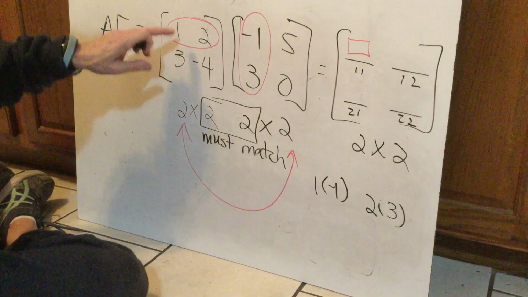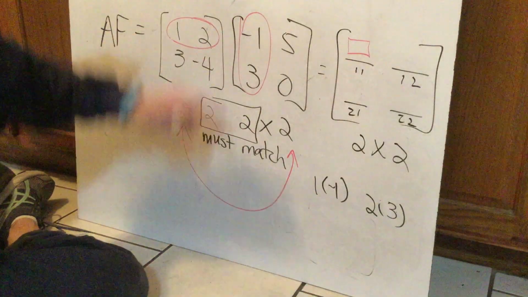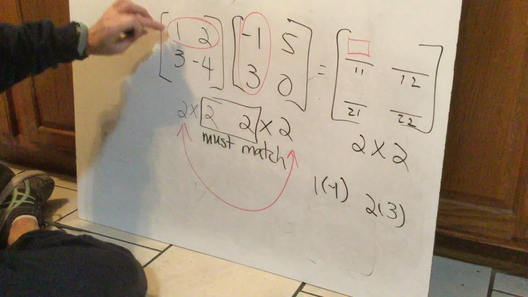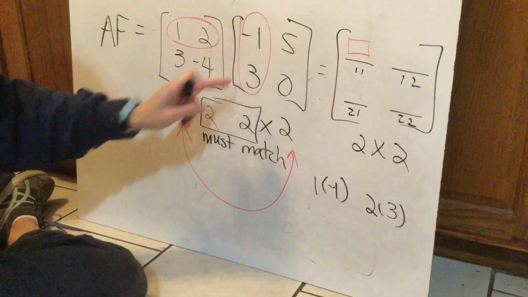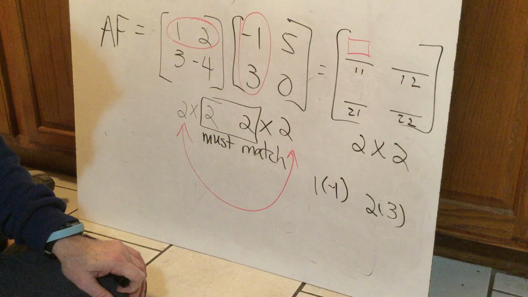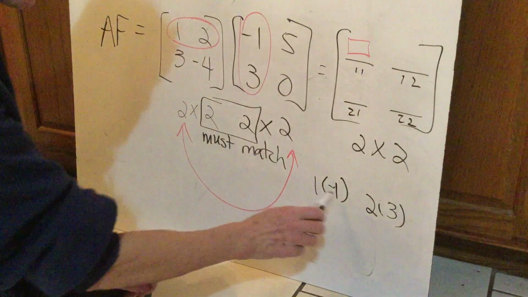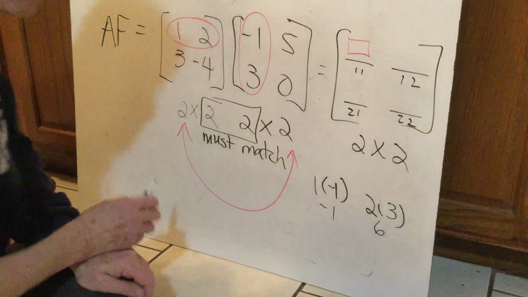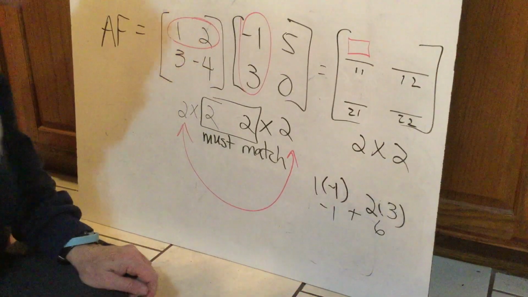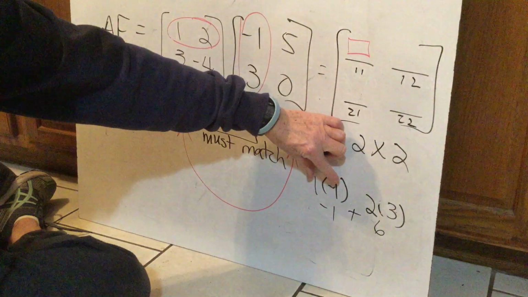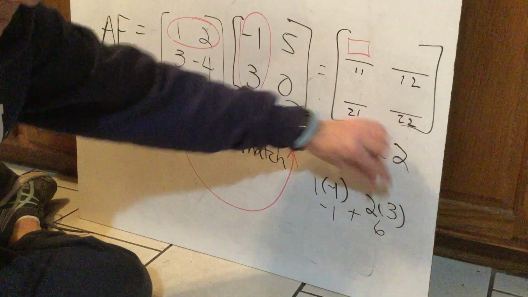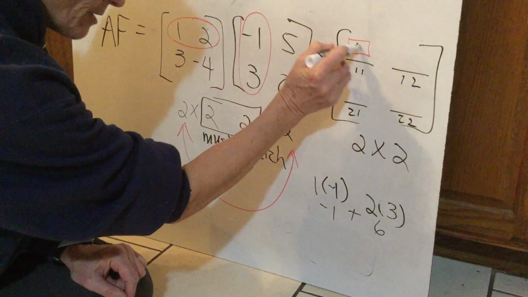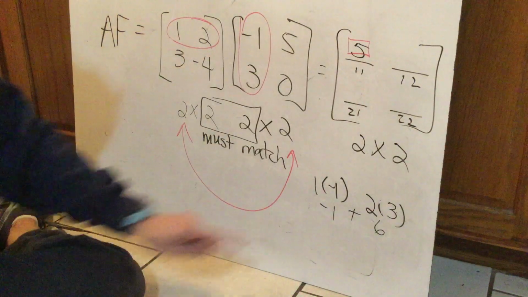So let me start over. I wrote down my 1 and 2, and then I wrote down my -1 and 3. This row and this column. Okay? Now, I'm going to multiply these together, and then I'm going to add them up. So I multiply these, and add them. So that number that goes in this spot right here is a 5.